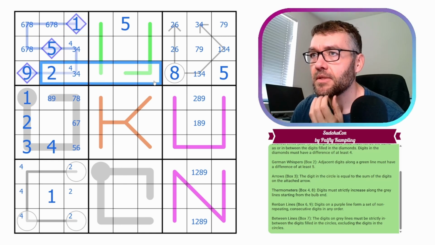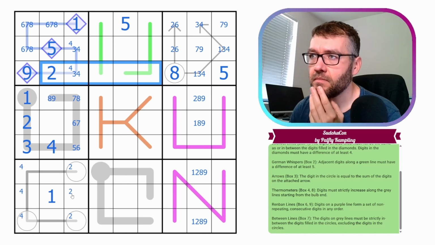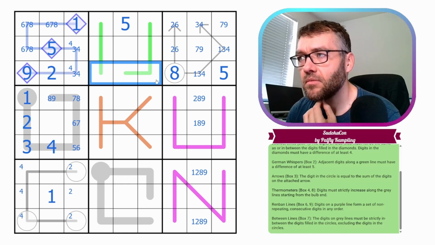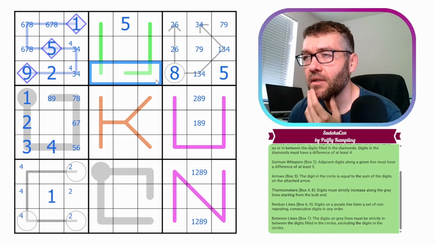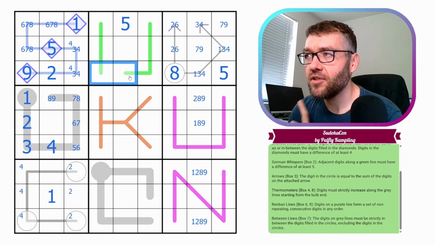Okay. Does that help us out along here anywhere? Don't think so quite yet. What do we still need in this row, though? We're going to need a 6 somewhere. We're going to need a 6 down here somewhere, which is going to have to go next to the 1.